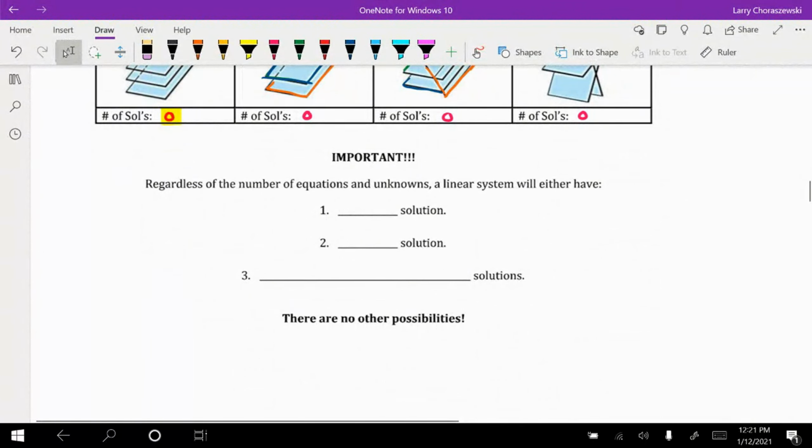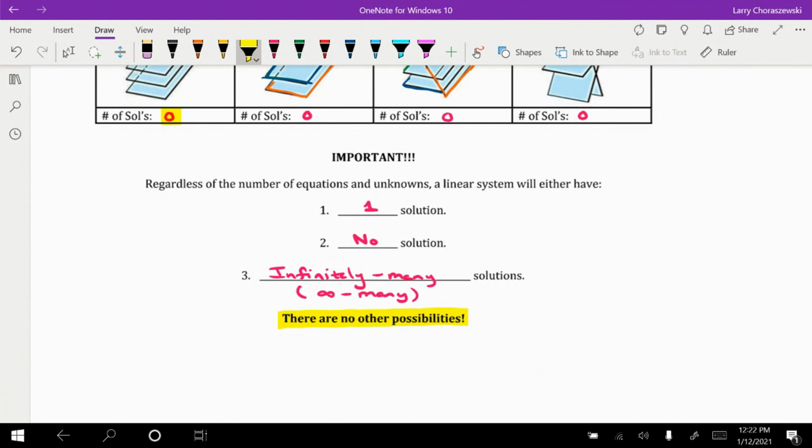Very important concept that does come to bail us out every now and then throughout the course. Regardless of the number of equations and unknowns, there are only three things that can happen with regard to the number of solutions. A system may have one solution. A system may have no solution. Or a system may have infinitely many solutions. Of course, I was writing that as infinity sign dash many. But what's pretty striking about this is that there are no other possibilities.